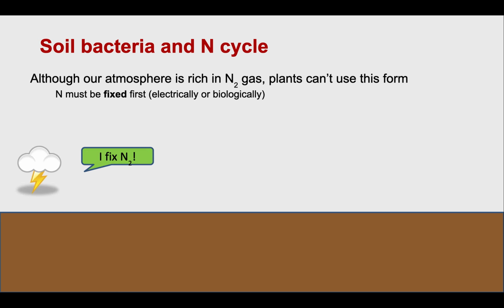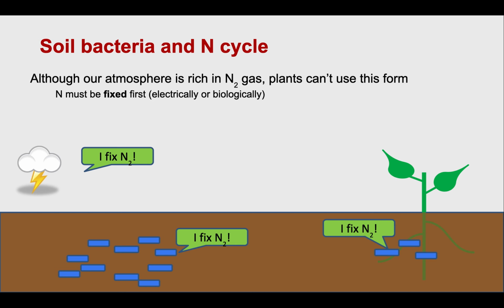So in this image here, lightning often will fix nitrogen in our air, but so will these soil bacteria. And because lightning is few and far between and only hits very specific areas, these soil bacteria really play a more crucial role for plants in order to uptake nitrogen.